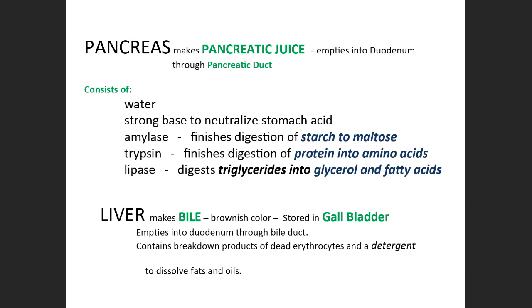The trypsin will finish the digestion of proteins into amino acids. And the lipase in there will digest the triglycerides, or fats and oils, into glycerol and fatty acids. And then we said the liver itself makes that bile. It's a brownish color, stored in the gallbladder. It empties into the duodenum through that bile duct and also contains the breakdown products of your dead red blood cells. That's why it's brownish in color. And that stains everything in your small intestine brownish, which is why your poop is basically brown. It contains the products of your dead red blood cells that your liver got rid of for you. And of course, the detergent to dissolve the fats and oils.